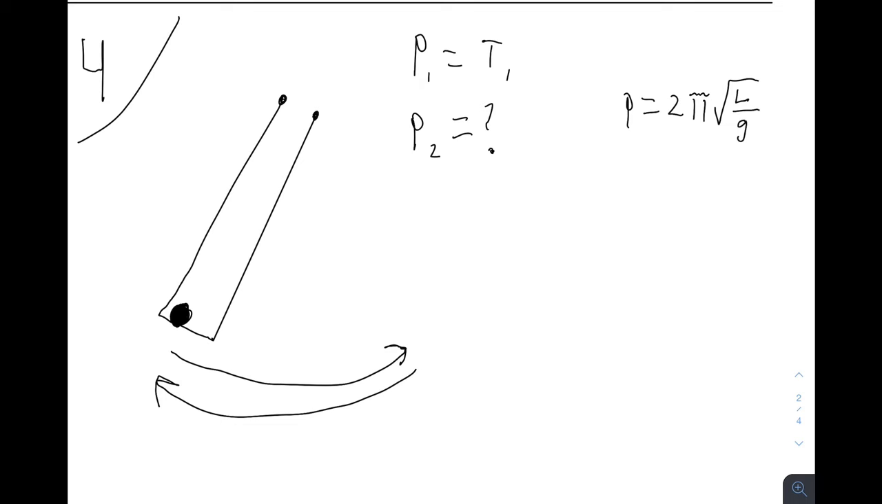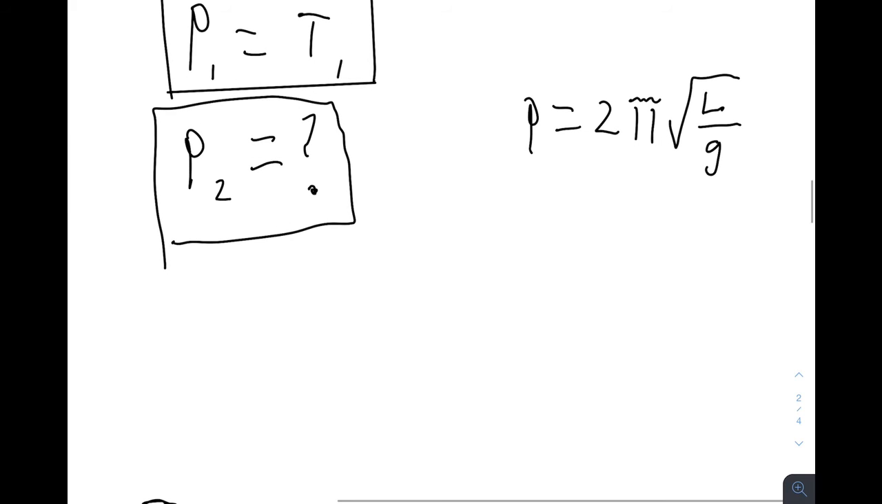If we had a child on a swing oscillating back and forth in simple harmonic motion, if we were to add a second child, how would that affect the period of oscillation? So all things else held constant. So if period 1 equaled T1, period 2 with that second child on it, what might that equal?